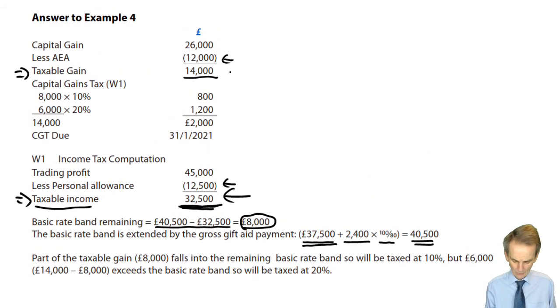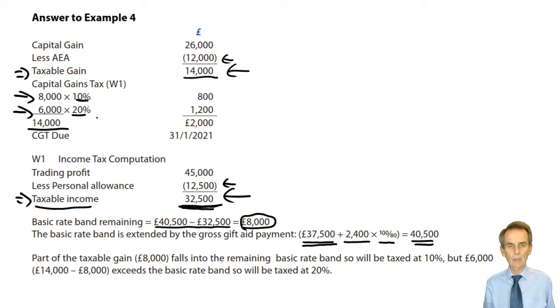So what figure of taxable gains did we have? 14,000. That's bigger than 8,000, so it uses up all of the 8,000 remaining basic rate band limit. It still leaves, out of a total of 14,000, 6,000 to be assessed. That now falls into the higher rate bracket, and therefore it's 20%. And in that way, we're able to establish our CGT liability.